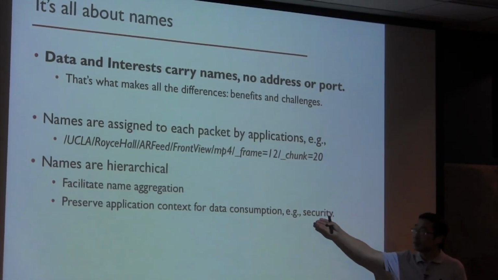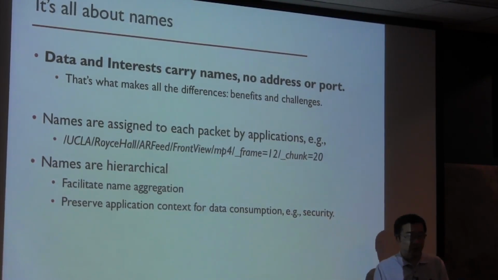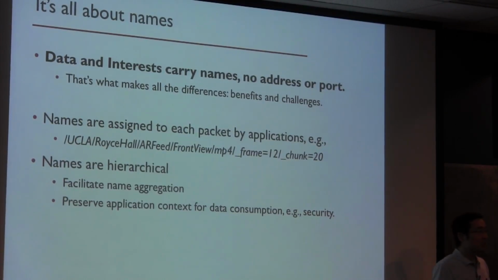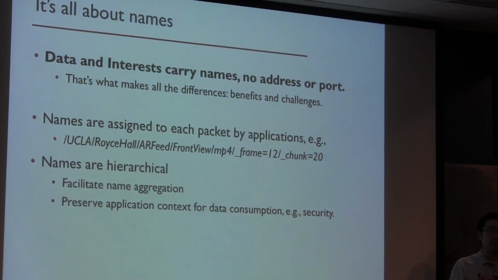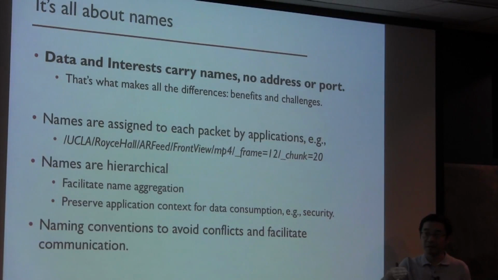Another reason is that with this hierarchical name that preserves the application context, you have a lot more input when you process or consume the data. I'll give the primary example later, which is about security: how you use the names to formulate your trust relationship and retrieve keys. And of course there's a naming convention to avoid conflict, and everybody understands the naming convention so you can communicate.